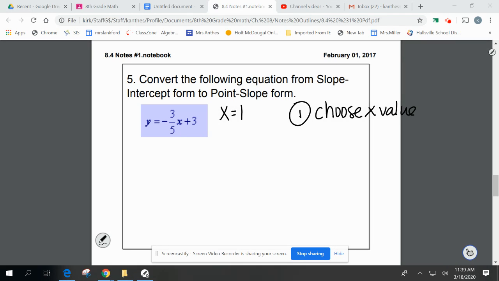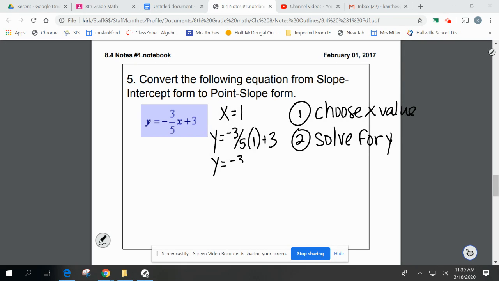So after I choose an x value, I'm going to solve the equation for y. So I have y equals negative 3/5 parentheses 1, because I chose that x value, plus 3, and then I'm going to solve for y. So y equals negative 3/5 plus 3, and then if I keep that as an improper fraction, I would get y equals 12/5.